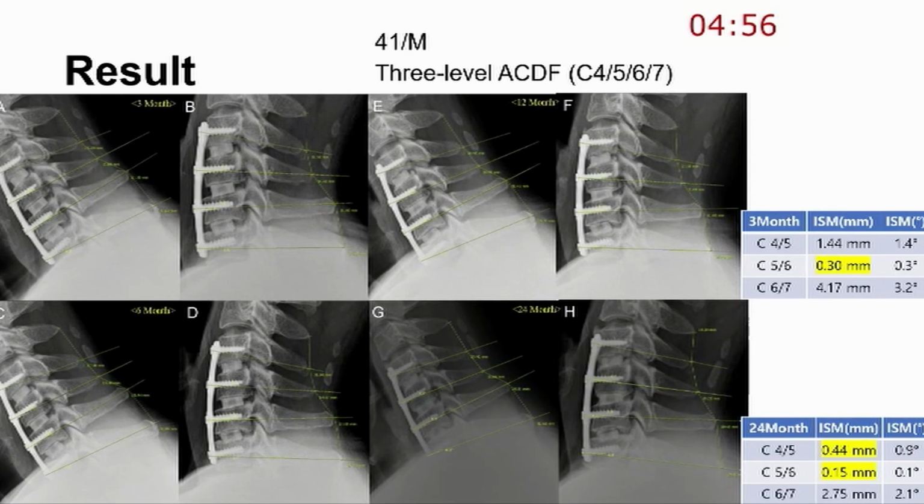A 41-year-old male patient. We did a 3-level ACDF. This is after 3 months, 6 months, 12 months, and 2 years after surgery. You can see at 3 months, the 5-6 level is just under 1 millimeter, so this is fused, but motion still remains at 4-5 and 6-7. After 24 months, after 2 years, the 4-5 is under 1 millimeter, which means fusion. 5-6 is 0.1, fusion, but there is still pseudoarthrosis at the 6-7 level.